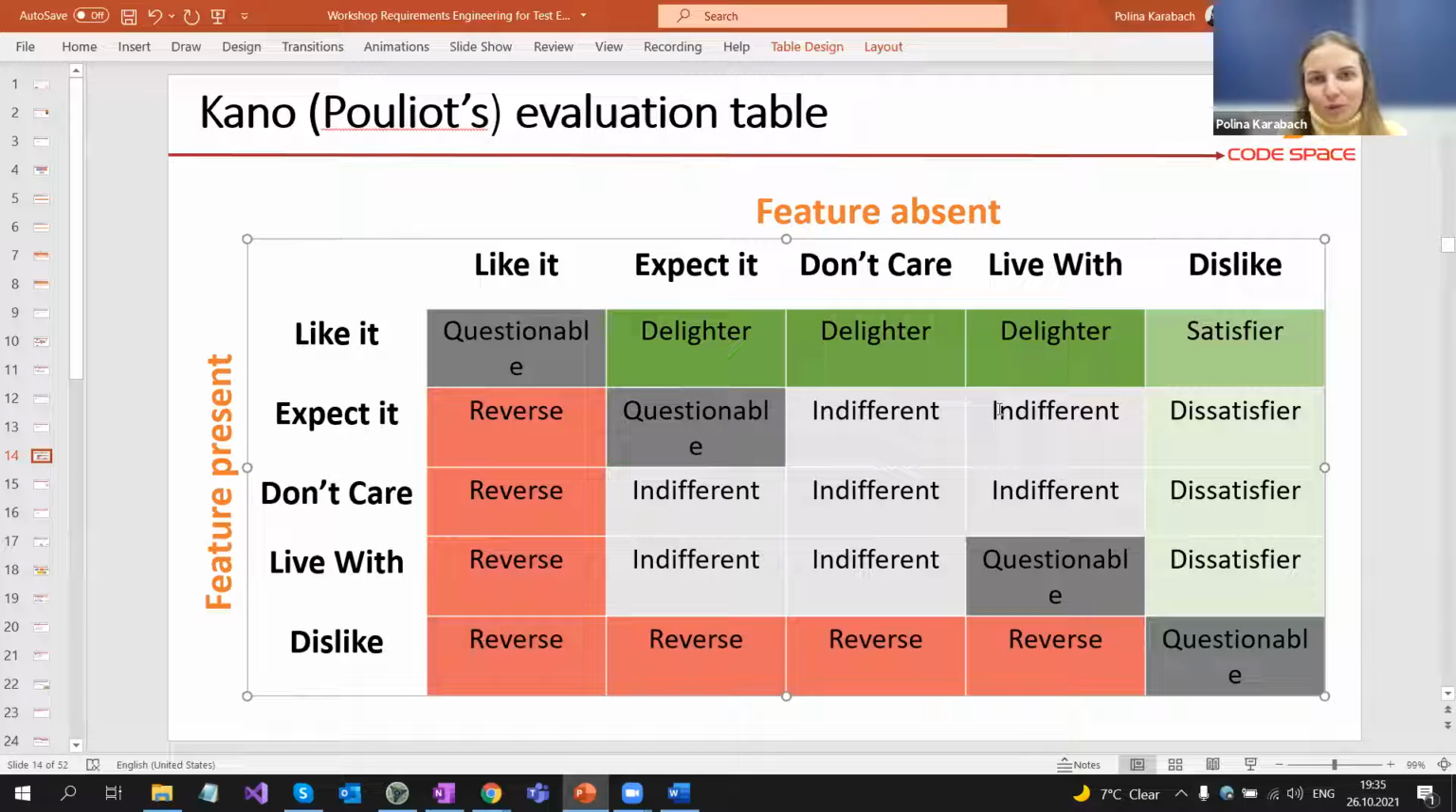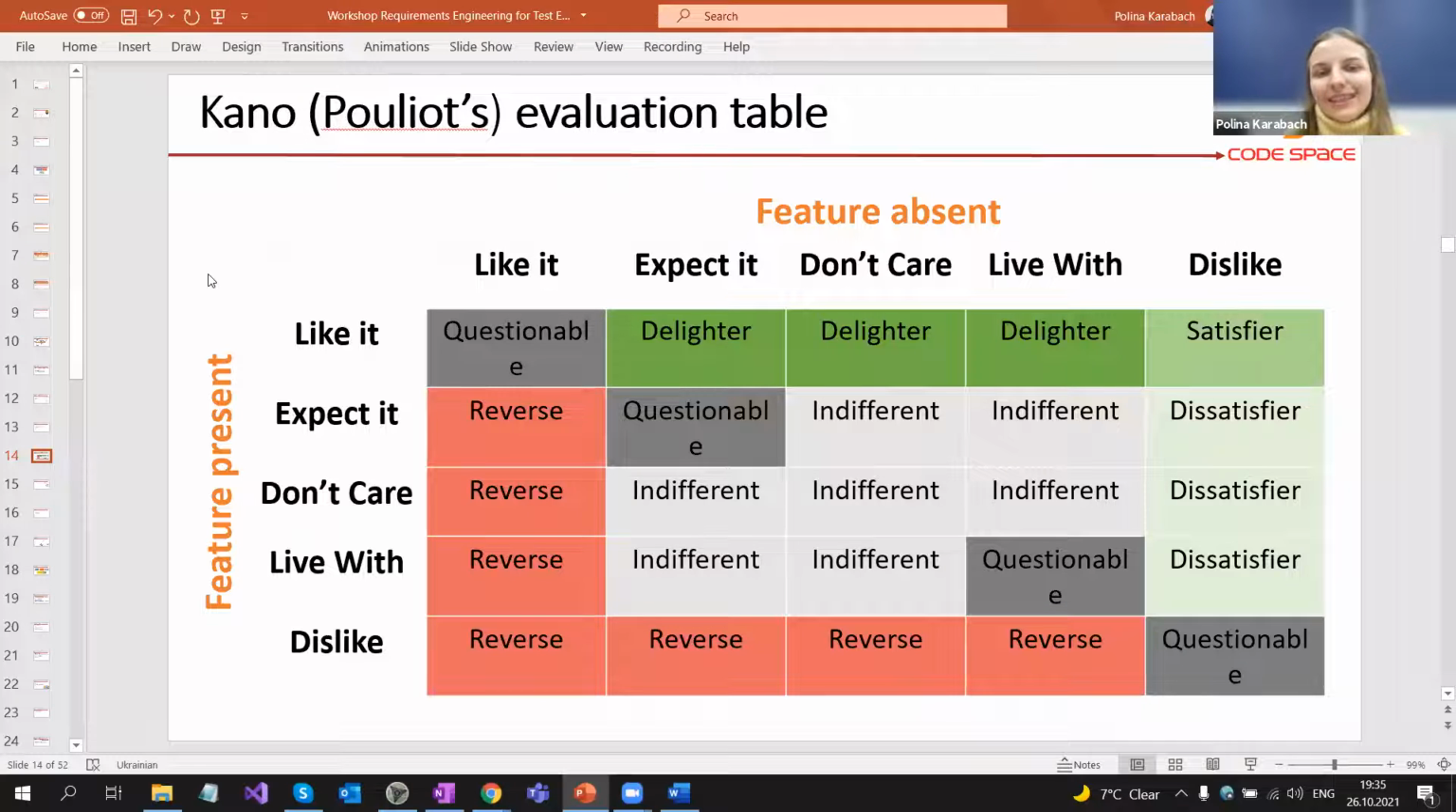It will not bring us more users. And when there's intersections of conflicting things, like a person likes it when it's absent and likes it when it's present, we need to dive a bit deeper or talk with the user to make sure the user, or the person we interview, understood the question, understood the feature and the technique in general.